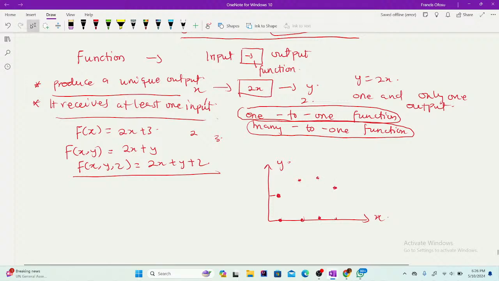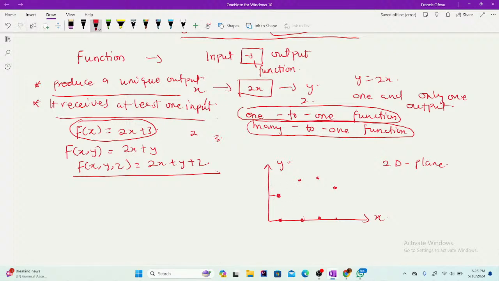So this is what we call the two-dimensional plane, 2D plane. So this works only for functions with a single variable. It only works for functions with a single variable. It can be a quadratic, a cubic, but in all cases, these functions take in only one variable. So for that reason, they appear in only one plane. That's either the xy plane or any other plane.